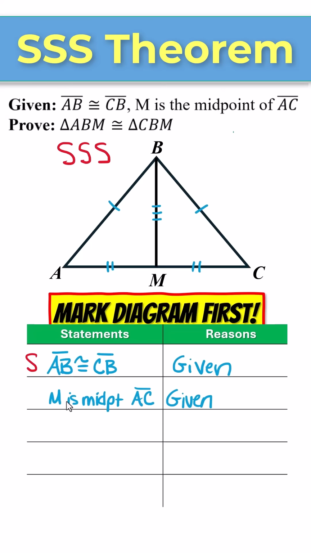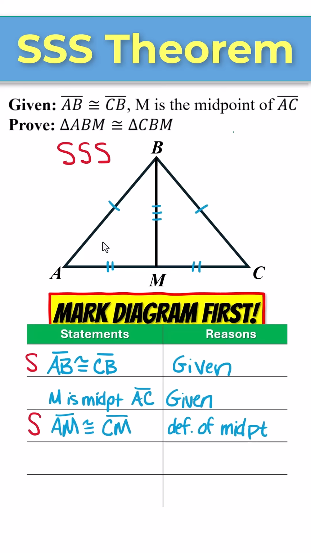The reason we need it is because that is going to be the reason why AM is congruent to CM, because that is the definition of a midpoint. That's all you need to say. You don't need to explain, because we learned that midpoints divide segments into 2 congruent parts. Just write definition of midpoint. That's also a congruent side now.